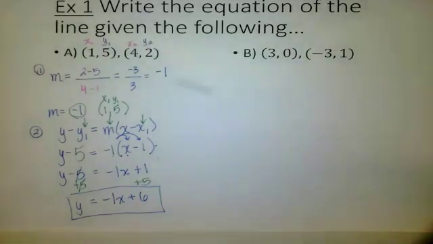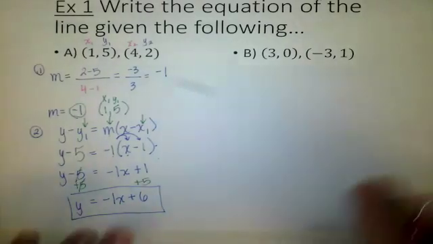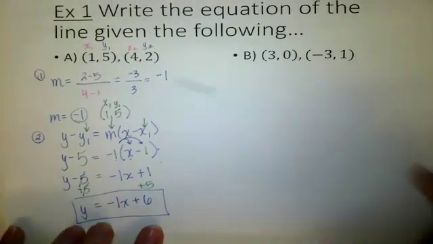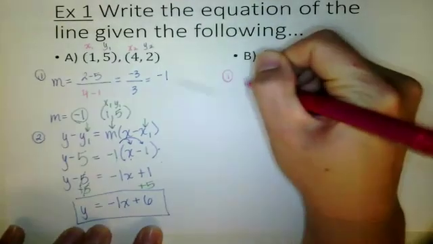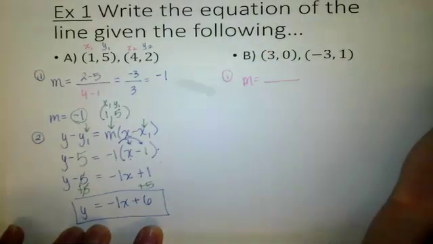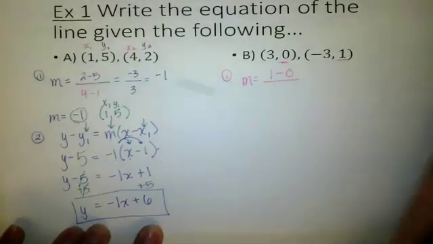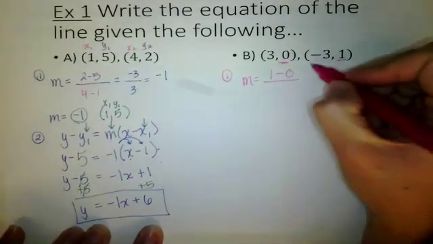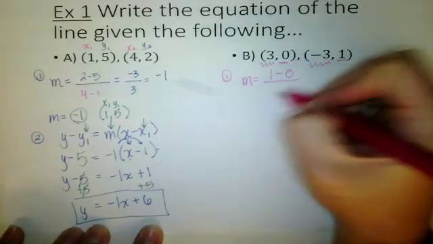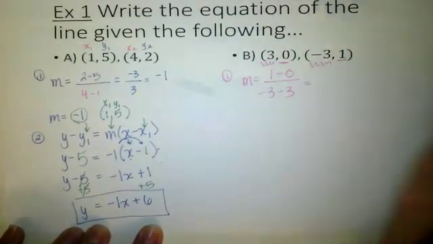This is the answer that you would find on the worksheet today to help you decode the puzzle. So we're going to try one more. What do we need to do first? Find the slope. So what should I subtract? 1 minus 0 over what? Negative 3. Good. Negative 3 minus 3.